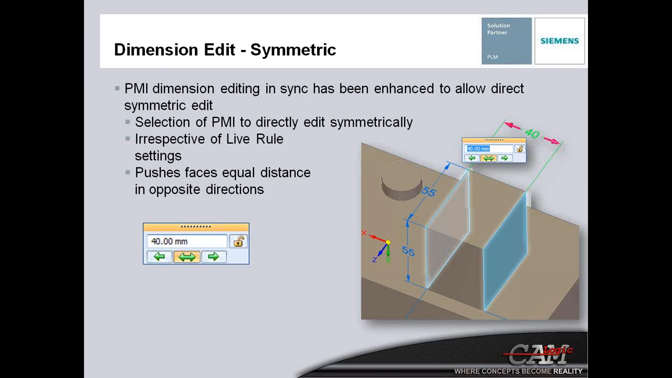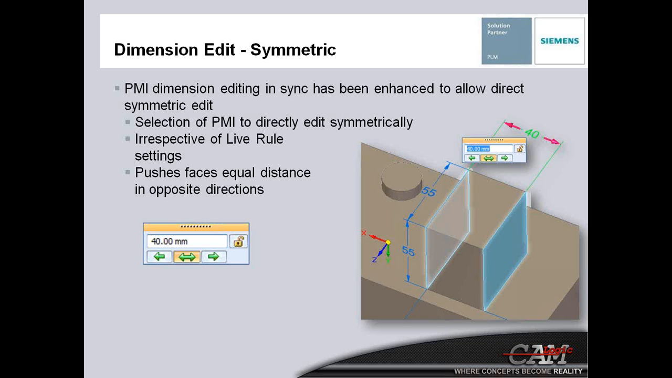So moving on, we'll talk a little bit about the dimension edit through the PMI dimensioning. So when selecting a dimension edit, we have to go in and select a dimension to edit, and when selecting it, you can see that we have our directions.